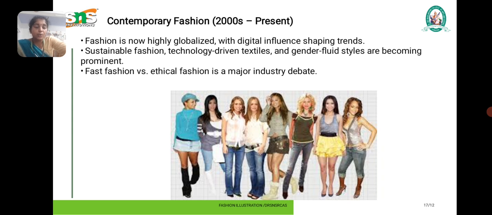Contemporary fashion, from 2000 to the present. Fashion is now highly globalized, with digital influence shaping trends, sustainable fashion, technology-driven textiles, and gender-fluid styles becoming prominent. Fast fashion versus ethical fashion is a major industry debate. Fast fashion reaches customers quickly and easily, while ethical fashion concerns how good it is for the wearer and how the quality is described.